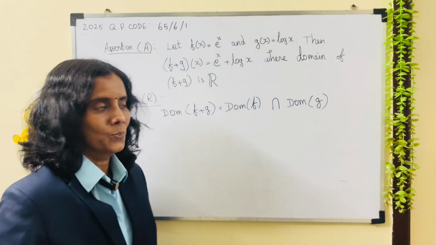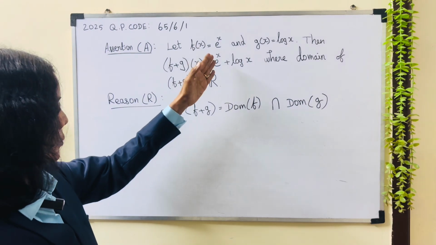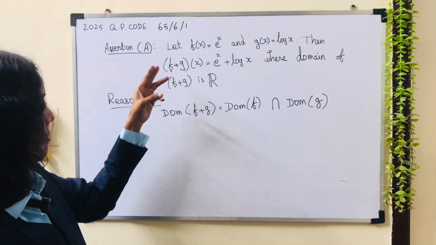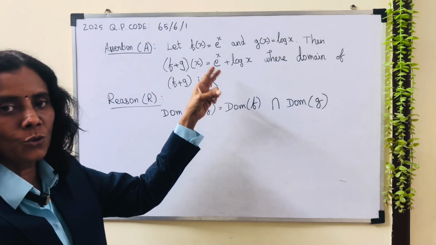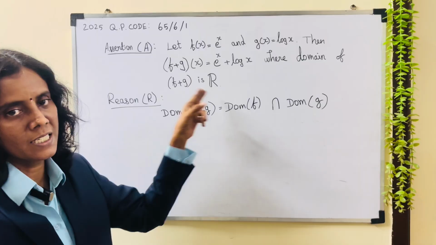Question number 2. Assertion is: let f of x equal to e power x and g of x equal to log x, then f plus g of x equal to e power x plus log x, where domain of f plus g is R.